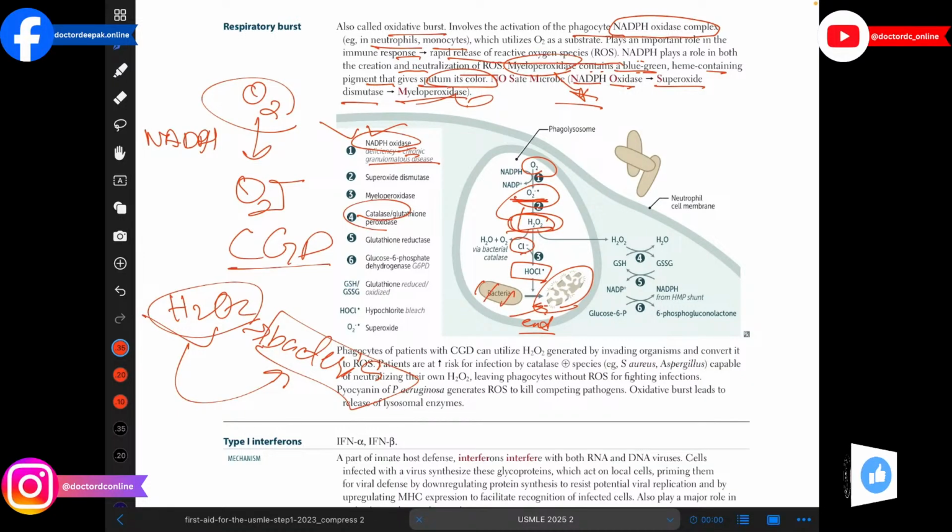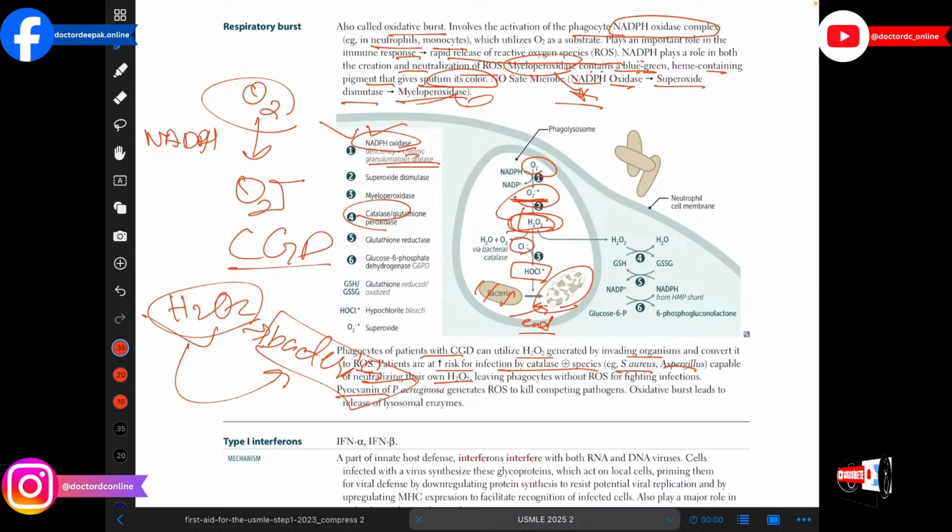So in this chronic granulomatous disease, they have recurrent infections by catalase positive species that are Nocardia and Aspergillus. The phagocytes of a patient with CGD can utilize hydrogen peroxide generated by invading organisms and convert it into reactive oxygen species. The patients are at increased risk for infection by the catalase positive species, Nocardia and Aspergillus, capable of neutralizing their own hydrogen peroxide and leaving phagocytes without reactive oxygen species for fighting infection.